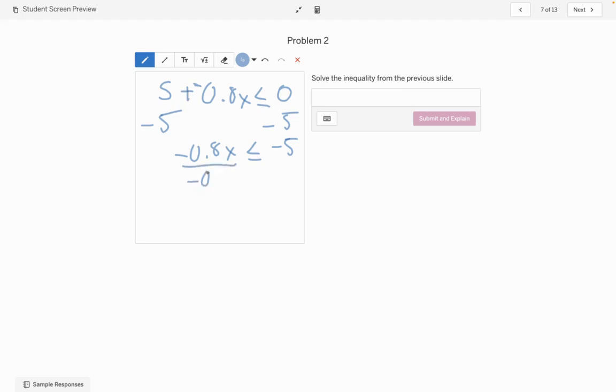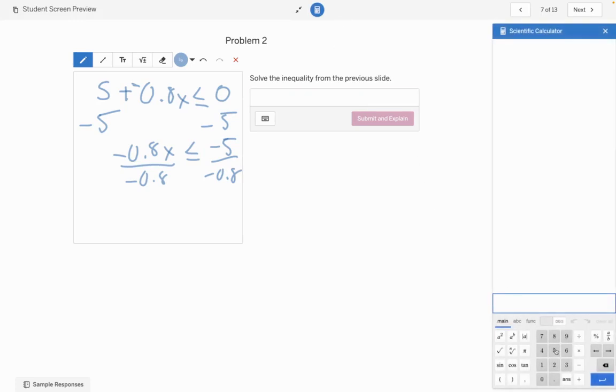And divide both sides by negative 0.8. And I'm going to get 5 divided by 0.8. And I can do it like that because I know this is going to be positive anyway, so it doesn't matter. That leaves me with 6.25 on this side. It leaves me with x on this side because all of that cancels out except for the x. And then this gets flipped because we divided by a negative.